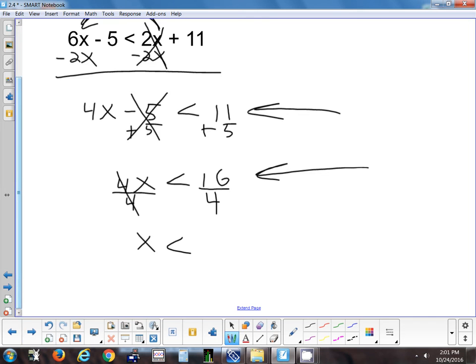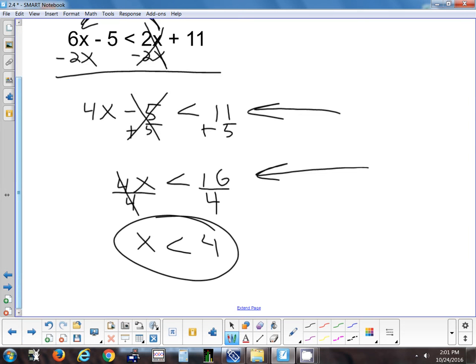So I get x is less than. How do you pronounce that one? Less than. Perfect. X is less than. And can you tell me what 16 divided by 4 is? 4. Yeah, good job. X is less than 4.